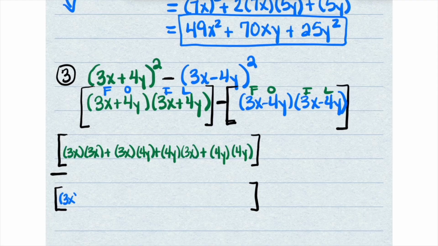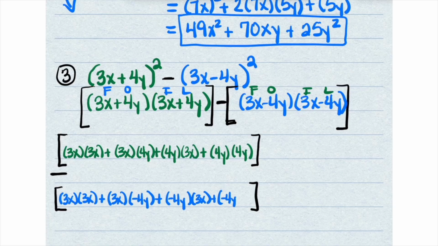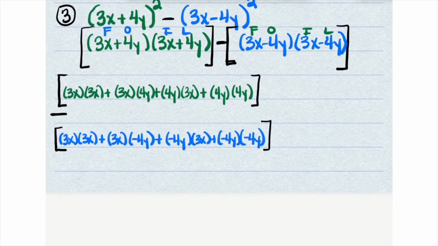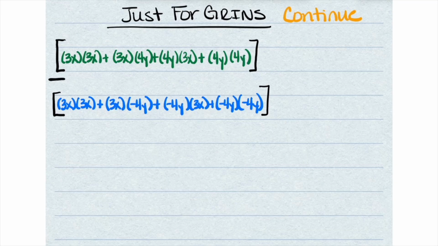So the first, the outside, minus 4y. The inside, minus 4y. And then the last, minus 4y, minus 4y. So far, so good. Okay, let's move this to the next page. Then y'all are gonna see, oh, the properties are so much better.